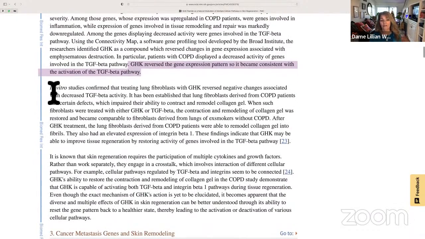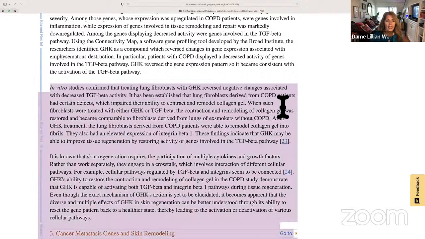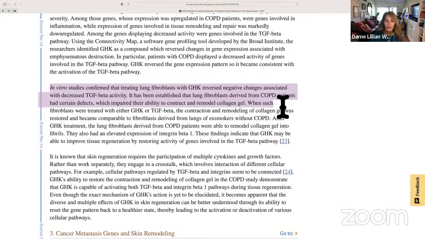So now it goes on to talk about in vitro studies that confirmed that treating lung fibroblasts with GHK unrung that bell basically. It reversed negative changes associated with decreased TGF-beta activity. It has been established that lung fibroblasts derived from COPD patients had certain defects, which impaired their ability to contract and remodel collagen gel.